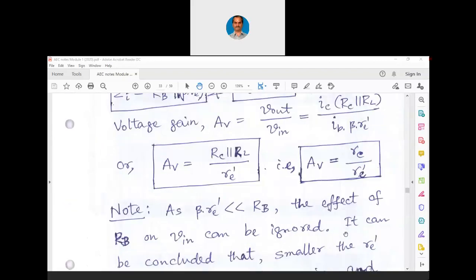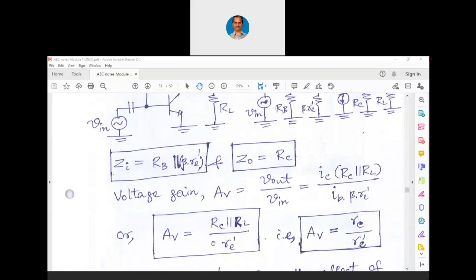Look at this. If this RE dash is smaller, the denominator is lesser. When the denominator is lesser, the voltage gain can be larger. But at the same time, if RE dash is smaller, beta into RE dash also will be smaller, so input impedance also will be lesser. That's why, as I told you, all the ideal characteristics which we expect from an amplifier, we will not get in any one particular circuitry. That is why later on we go for cascading of the amplifiers, where we connect many such amplifiers in series so that we get all the characteristics from all of them.